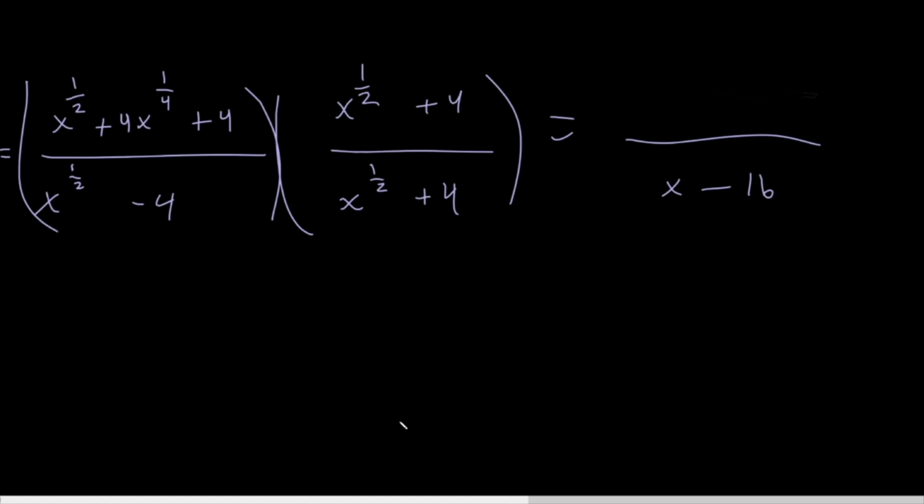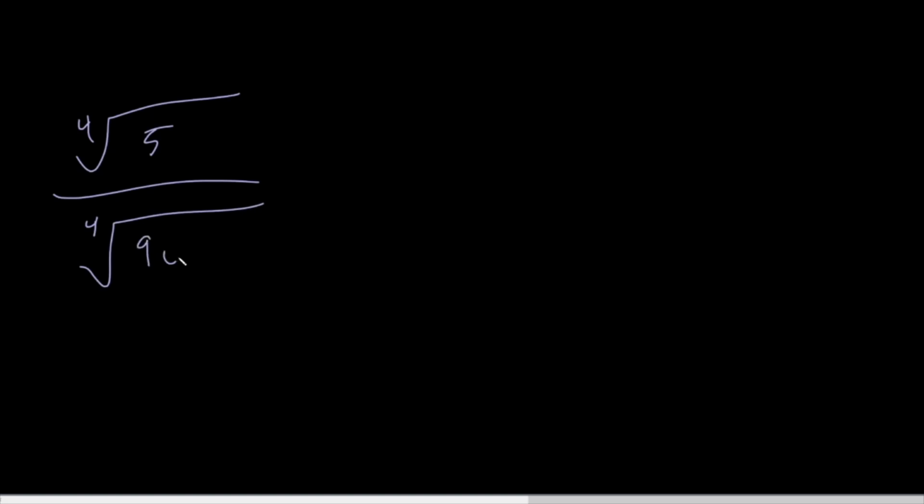Okay, sweet. And then Dylan asked for number f. Let's take a gander. 4th root 5 over 9y cubed. So we have the 4th root of 5 divided by the 4th root of 9y cubed.